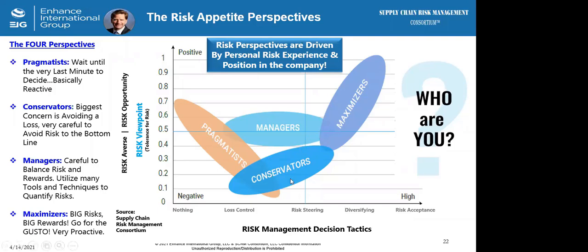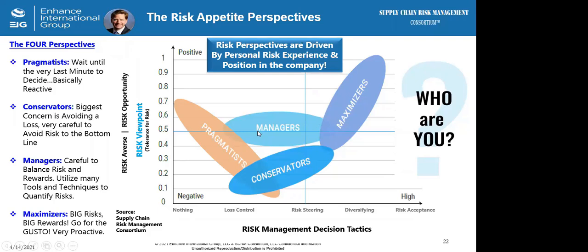The conservators, the next oval here, is blue. This perspective is driven by caution. Mitigating a loss is paramount to risk decision making. And the biggest concern about avoiding a loss is being very careful to avoid risk to the bottom line. In essence, the conservators are trying to protect the P&L very often. Then you move to managers.